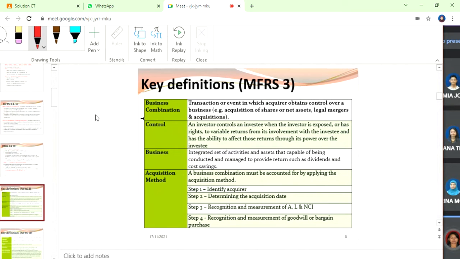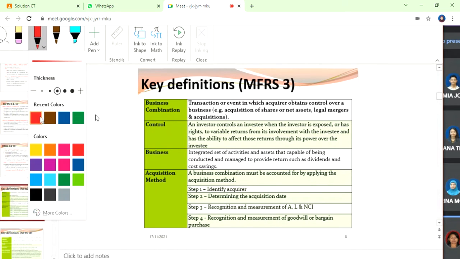Okay, we look at the term control. What is control? Control is when an investor controls an investee, when the investor is exposed or has rights to variable returns from its involvement with the investee, and has the ability to affect those returns through its power over the investee. So that is the meaning of control here.